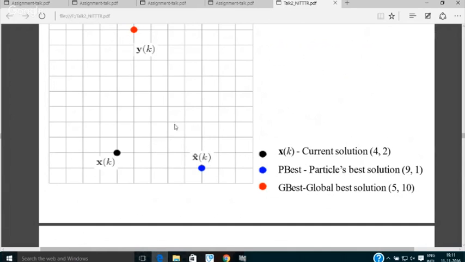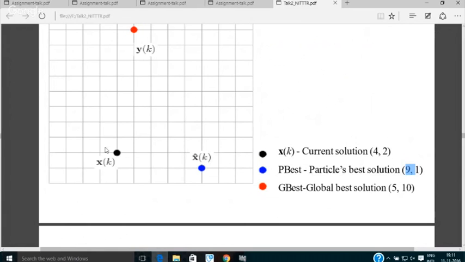Okay, and this blue one is your particle best position. Like say you are the particle, then what's your best position? Say 9,1, so graphically this is my 9,1. And this is my target, my global optimal, which is 5,10. So what does it mean? You start from here and your target is to reach this point.